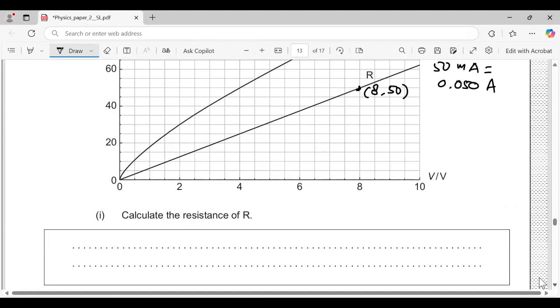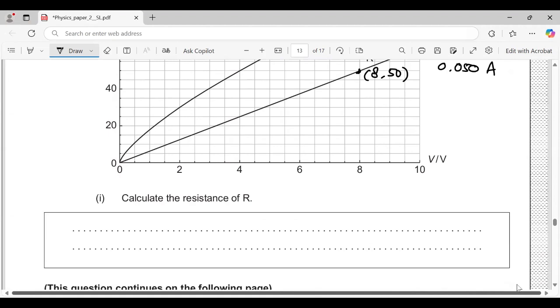Let's recalculate that at point 8, 50: R equals V over I, V divided by I. So this is 8 volts divided by 0.050 amps. And if you calculate, the result is 160 ohms.